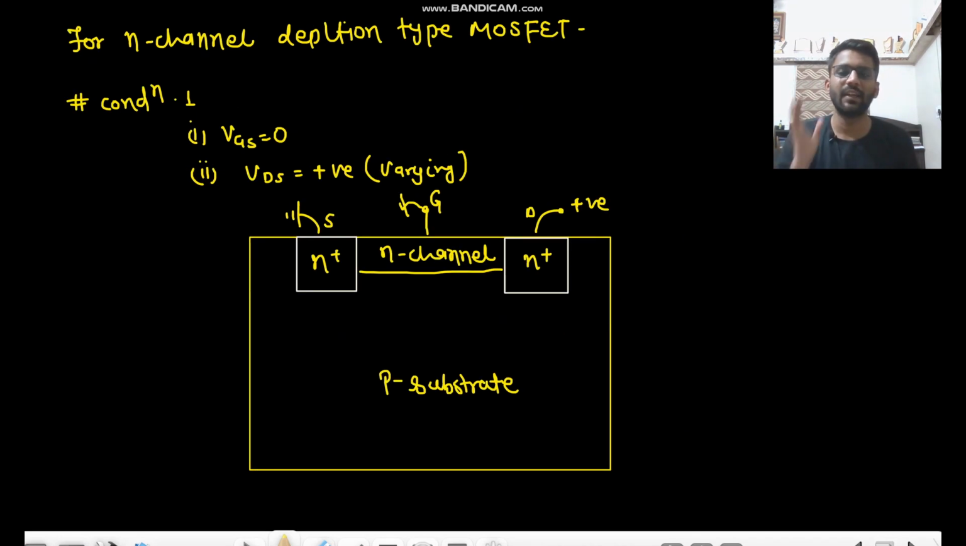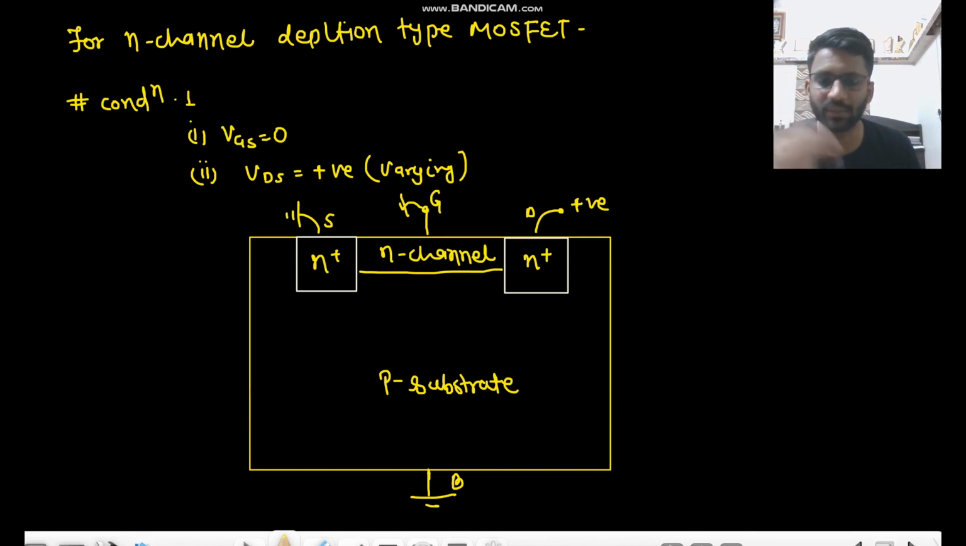Now we will see the analysis. For the n channel depletion type MOSFET, the first condition we are taking is that VGS is 0. One thing to notice is that we will always short circuit the source and body. Why so? We will surely see that. Just watch the complete series, you will get to know every answer.